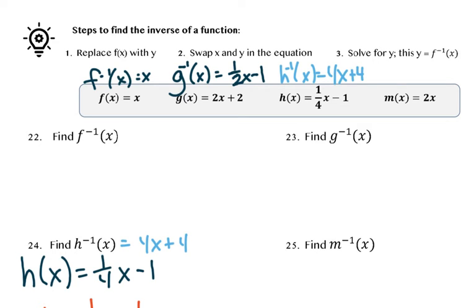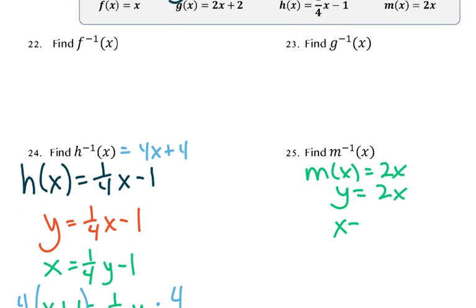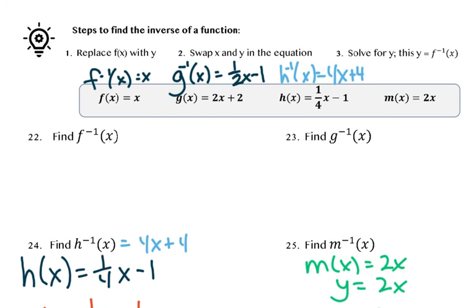So I want you to pause the video and find m negative 1, or the inverse of m of x, and then come up with what that is. Okay, what you should have done, m of x is equal to 2x, so you're going to write y equals 2x. Then you're going to swap your x and your y, and then solve for y. So divide everything by 2. So y is equal to 1/2 x, or x divided by 2. It's the same thing. And so m negative 1 of x is equal to 1/2 x.